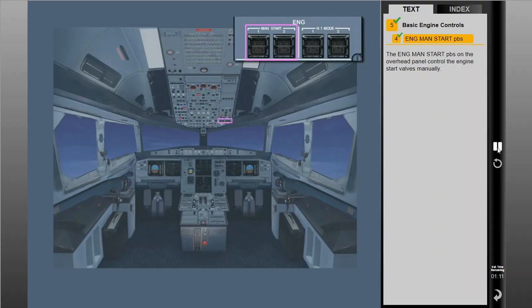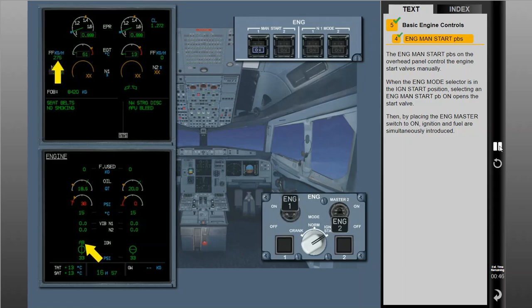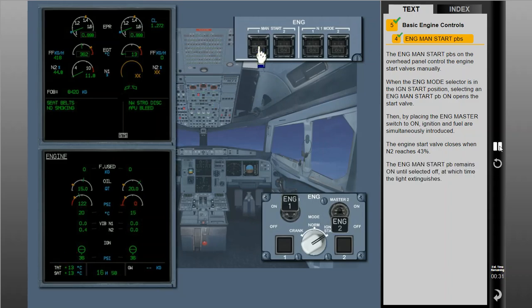The engine manual start push buttons on the overhead panel control the engine start valves manually. When the engine mode selector is in the ignition start position, selecting an engine manual start push button on opens the start valve. Then, by placing the engine master switch to on, ignition and fuel are simultaneously introduced. The engine start valve closes when N2 reaches 43%. The engine manual start push button remains on until selected off, at which time the light extinguishes.